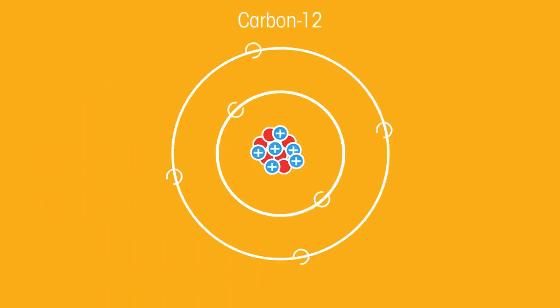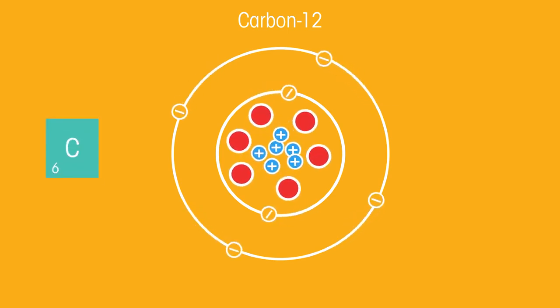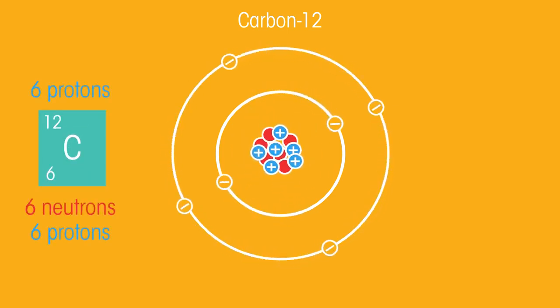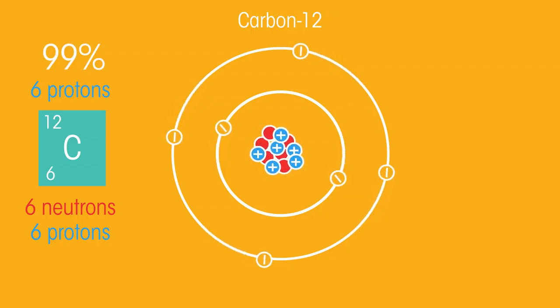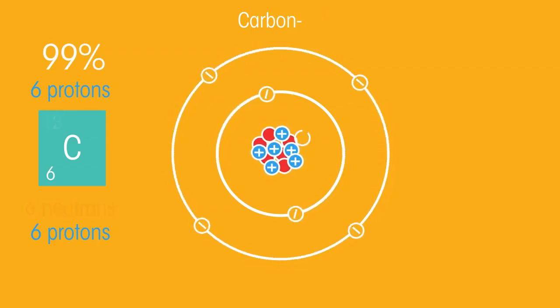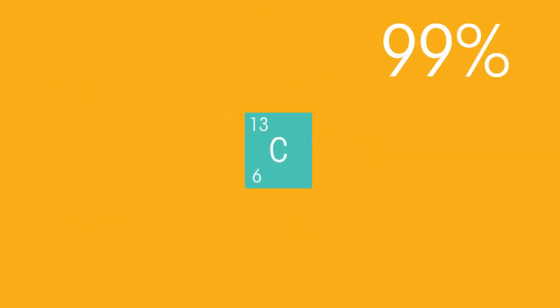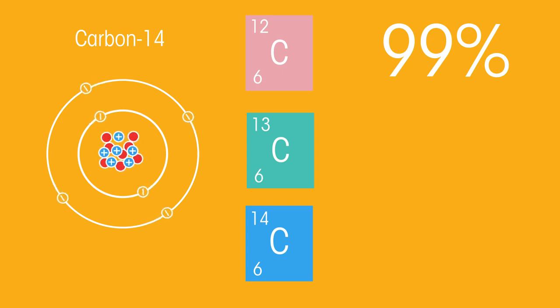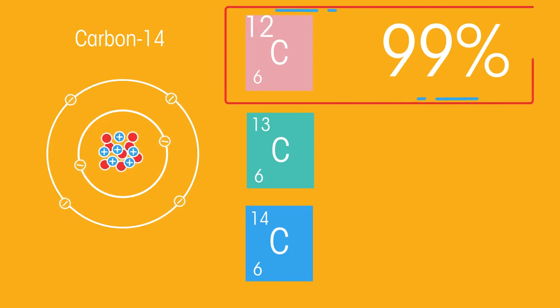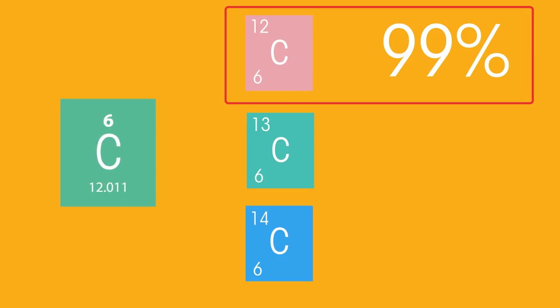For example, around 99% of carbon atoms have 6 neutrons, which means about 99% of them have a mass number of 12, but around 1% have an extra neutron. We call this isotope carbon-13, and there is carbon-14, which is even rarer, with 8 neutrons. Because most of the carbon isotopes have a mass of 12, but some have 13 and even fewer have 14, this is why the mass number on the periodic table is just a little higher than 12. Only very precise measurements can show this.